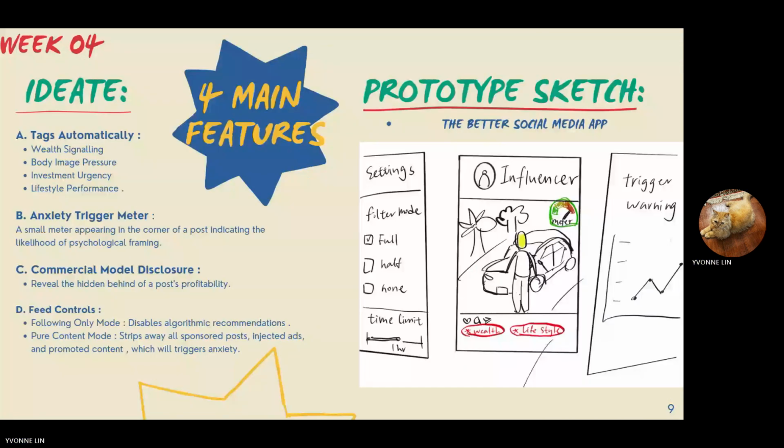Firstly, an auto tag system that highlights potential tactics such as wealth signaling and appearance marketing. Secondly, an anxiety meter that alerts users when content may be designed to trigger emotional reactions. Third, a disclosure feature that reveals a hidden advertising or other persuasive technique behind a post. And finally, feed controls that allow users to reduce or completely switch off algorithm-driven recommendations. Together, these features come together to create a simple and user-friendly interface.